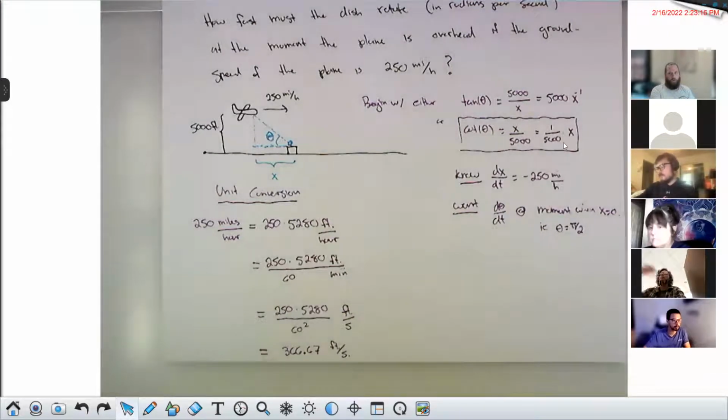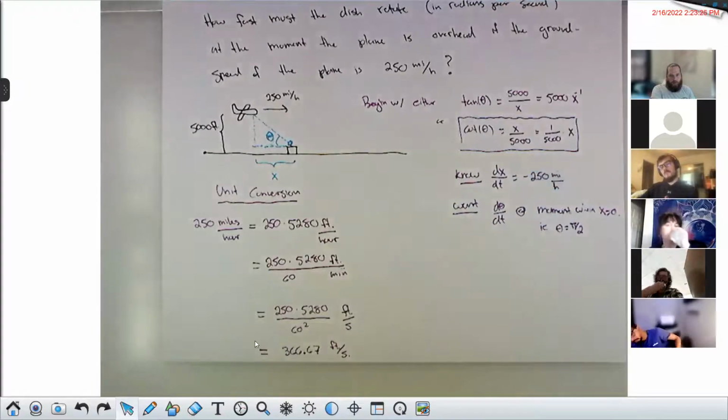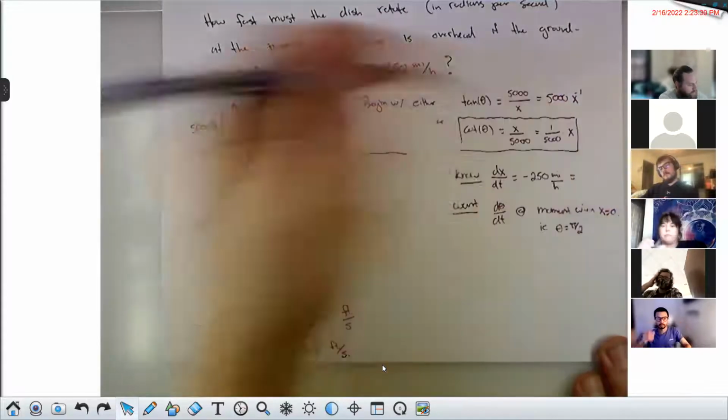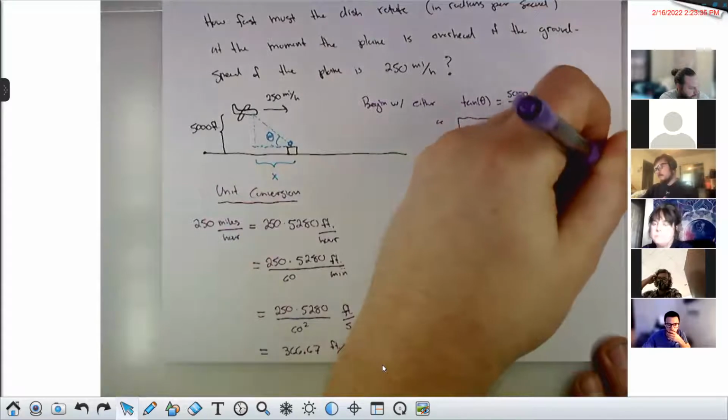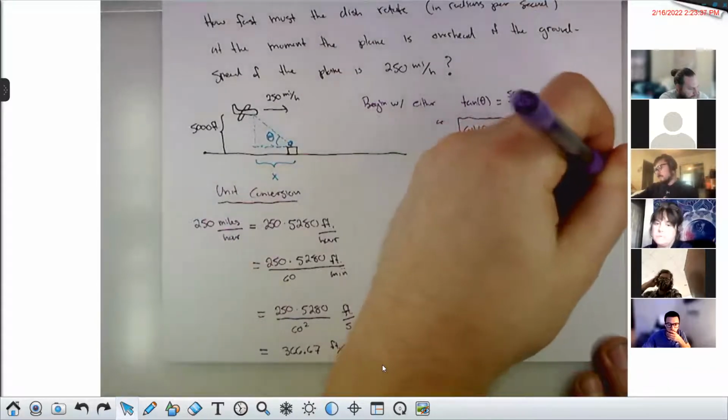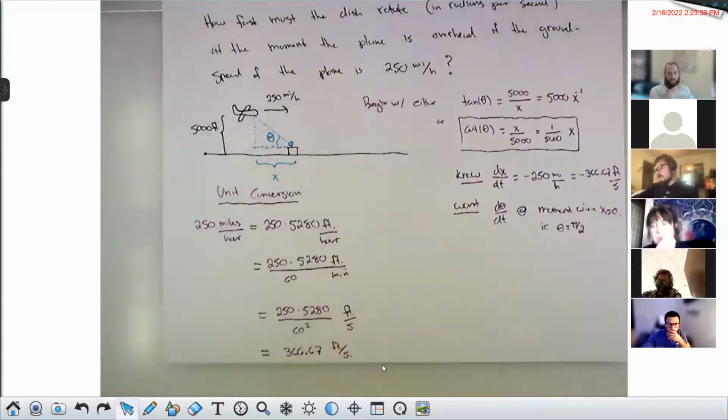So now we have everything we need. We've got my relationship between x and theta. I know what I've got and I know what I'm after. I can convert this dx dt into feet per second. Let me go ahead and write that here. This is going to be negative 366.67 feet per second. And now we're ready to go.